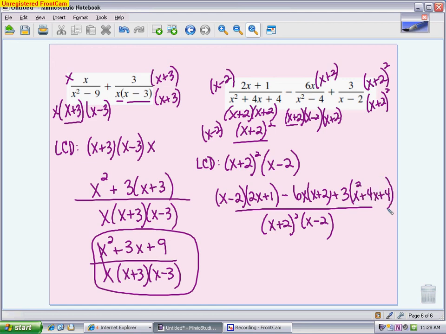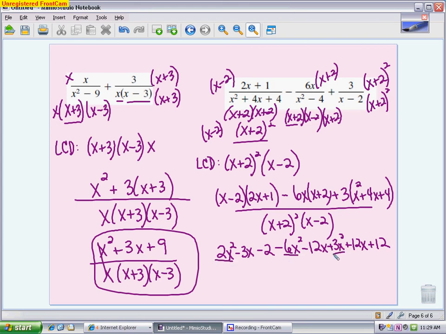Now when I do my foiling and my distributing, I can see what combines. So when I FOIL the first two, I get 2x squared. My outer is x, my inner is negative 4x, so I get negative 3x minus 2, minus 6x squared minus 12x, plus 3x squared plus 12x plus 12. I still have that denominator, but I'm going to hold off writing it for a second because I want to combine and simplify this a little bit.